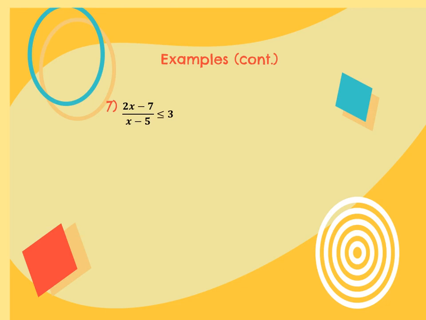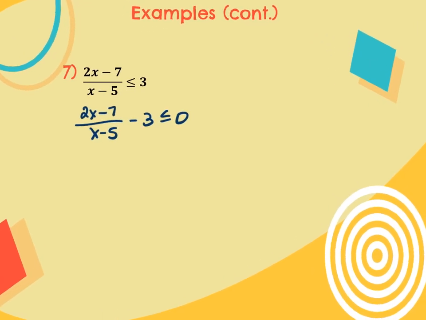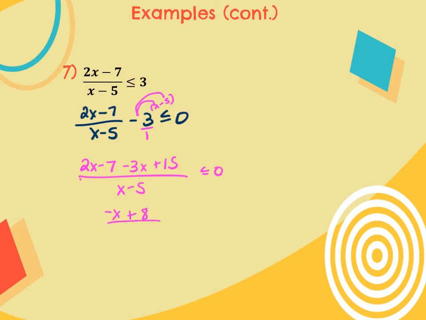All right, last one. So this one is not set equal to 0. We want to subtract it. So 2x minus 7 over x minus 5 minus 3 is less than or equal to 0. We need the same denominator. So this over 1 would have to get multiplied by x minus 5. 2x minus 7 minus 3 times x, negative 3x, minus 3 times negative 5, positive 15, all over x minus 5, less than or equal to 0. Numerator, combine my like terms, negative x plus 8 over x minus 5, again less than or equal to 0.